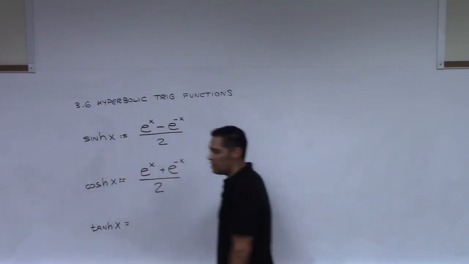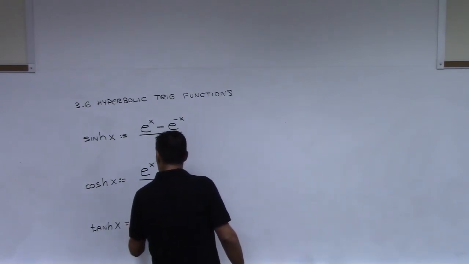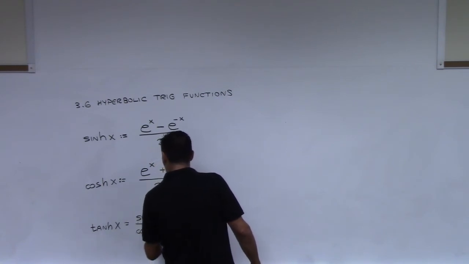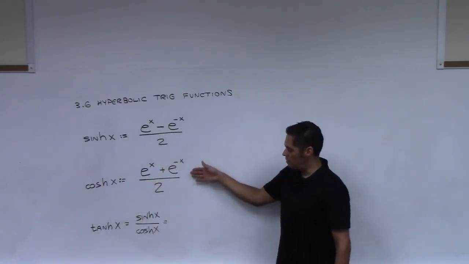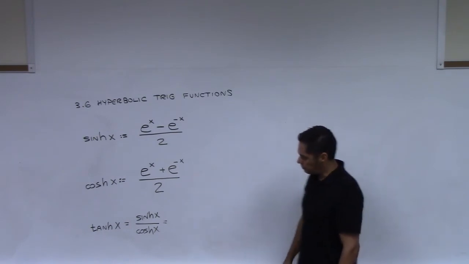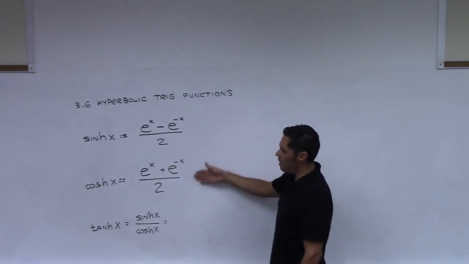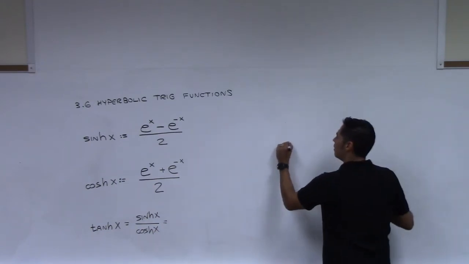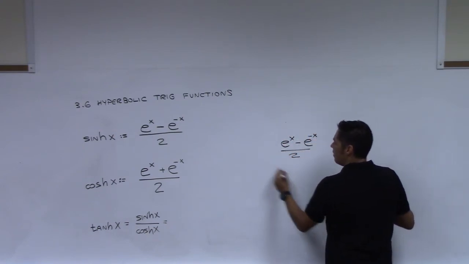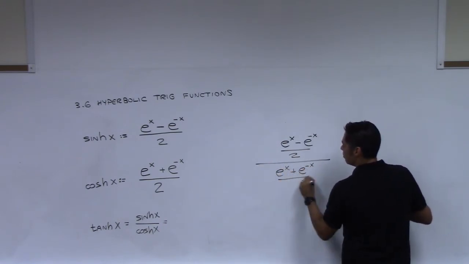Fortunately for us, it's the same as what tangent was back in pre-cal. This is sine hyperbolic x over cosine hyperbolic x. So you would take this and divide by this. So what would happen if we did that? What if we took this and divided by this? Let's do that over here. e to the x minus e to the negative x over 2, and then I would divide it by e to the x plus e to the negative x over 2.